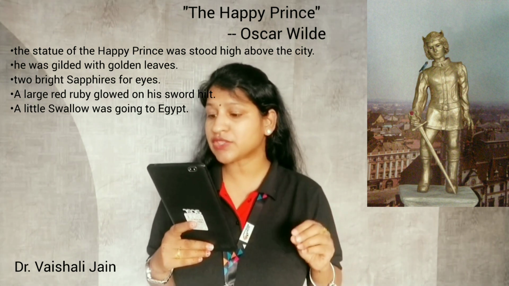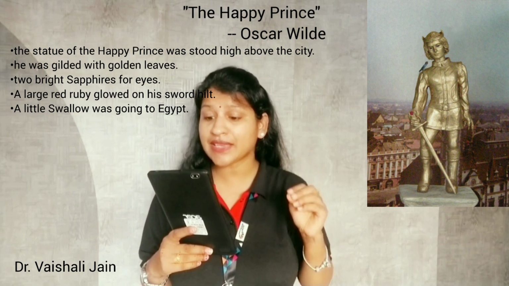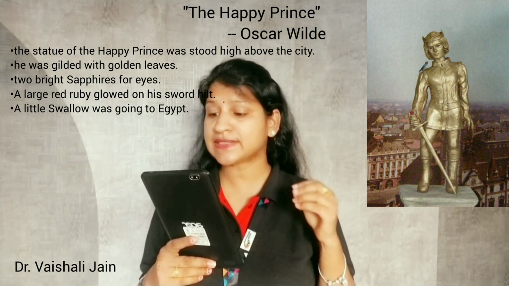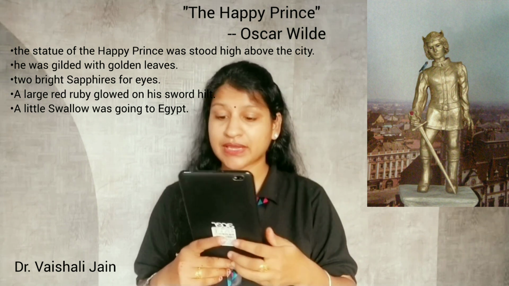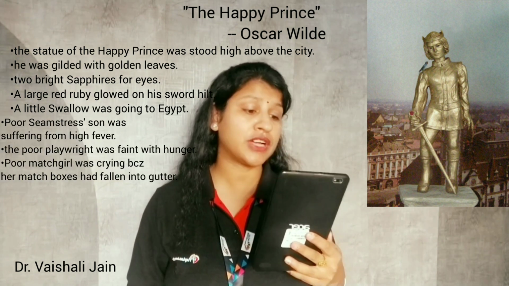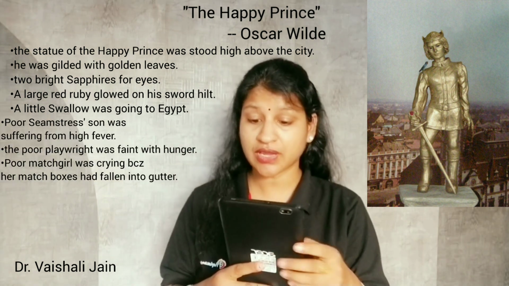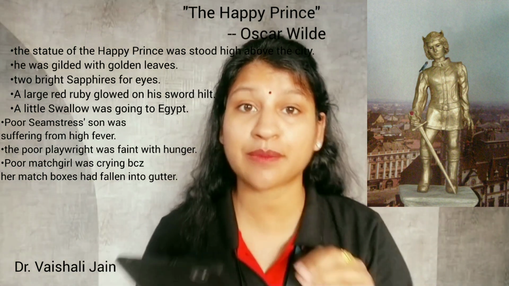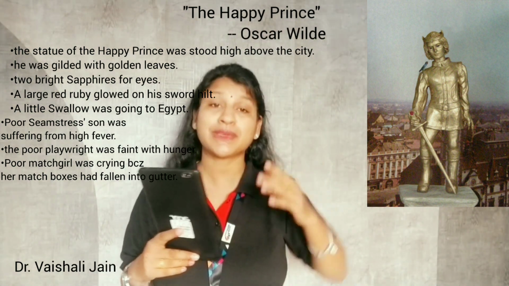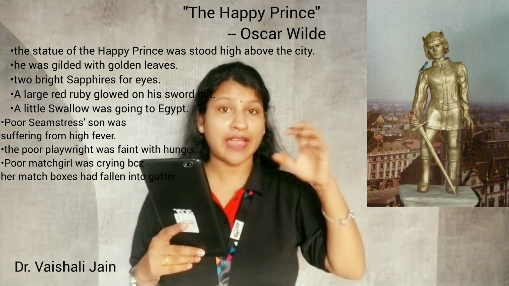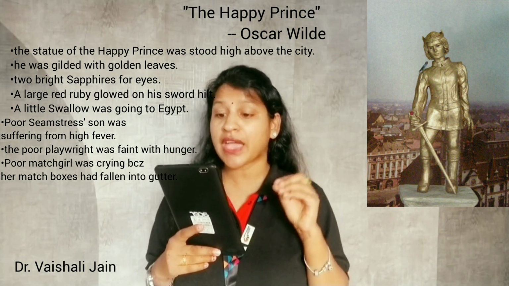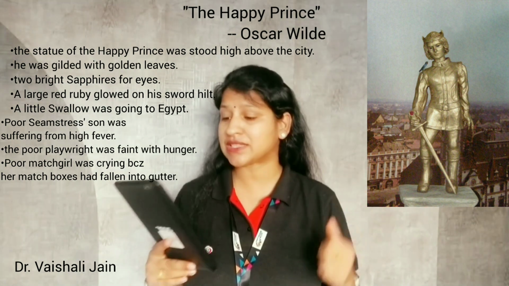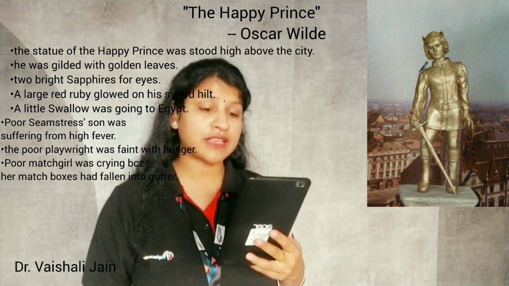So the statue was placed at a very high height that it overlooked the city from the top, and one day a swallow bird took shelter under the sculpture as he was flying to Egypt. Don't forget, this is a very important point. He was going to Egypt, meaning his other mates had gone and he was going now, and he found on the way out that the Happy Prince was not happy indeed. He was rather miserable.